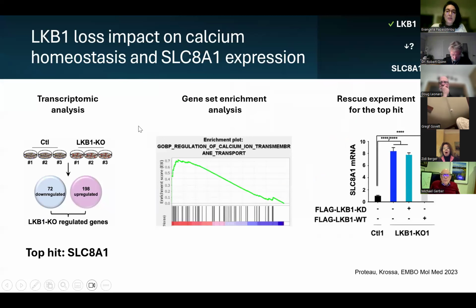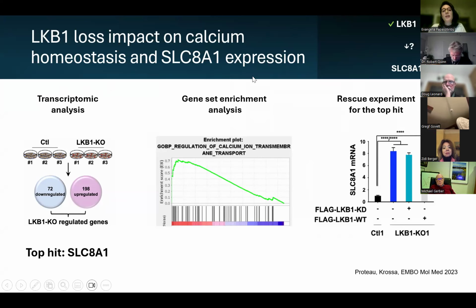When we validate the phenotype and the results, we want to see what the mechanisms behind this specific phenotype are. So they performed a transcriptomic analysis with LKB1 knockout conditions compared to control ones. And they have seen a number of deregulated genes, up and down. One of the top hits that popped up was SLC8A1. It's solute carrier family 8 member 1, if I remember well, and it's involved in the intracellular metabolism of calcium.